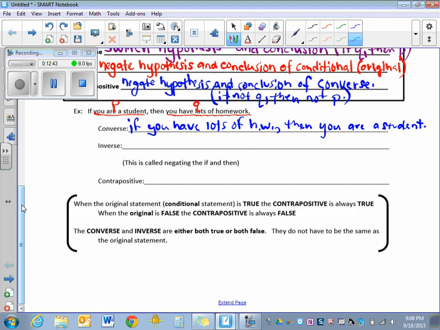Our inverse is going to negate our original conditional statement. All right, so if you are not a student, then you do not have lots of homework.